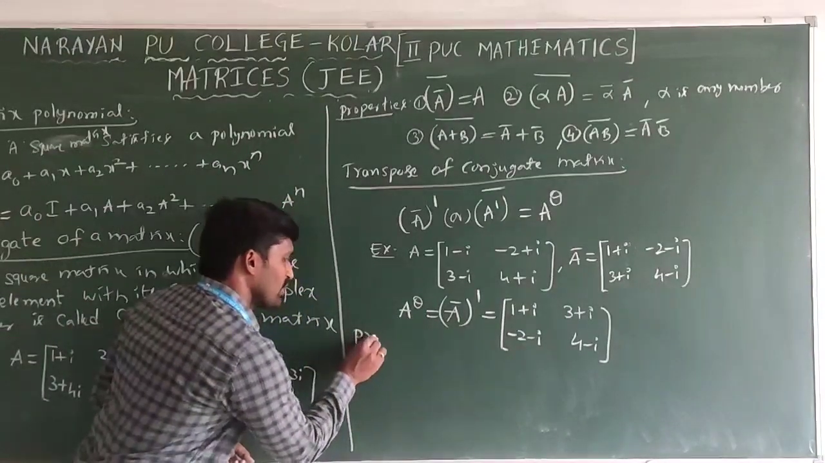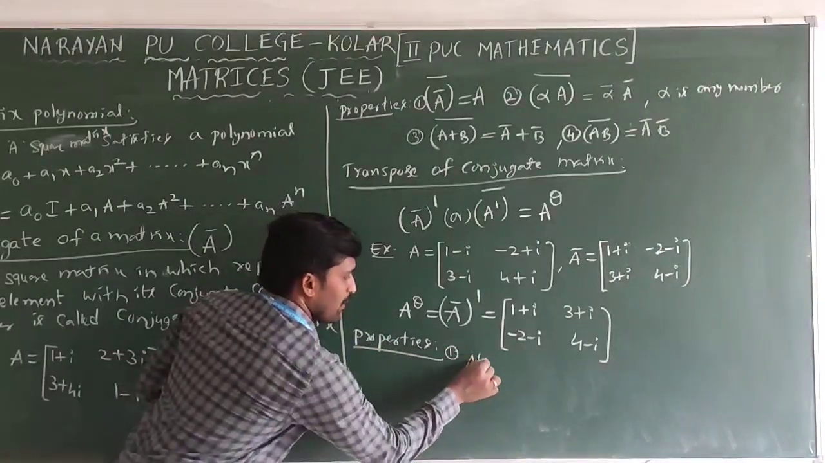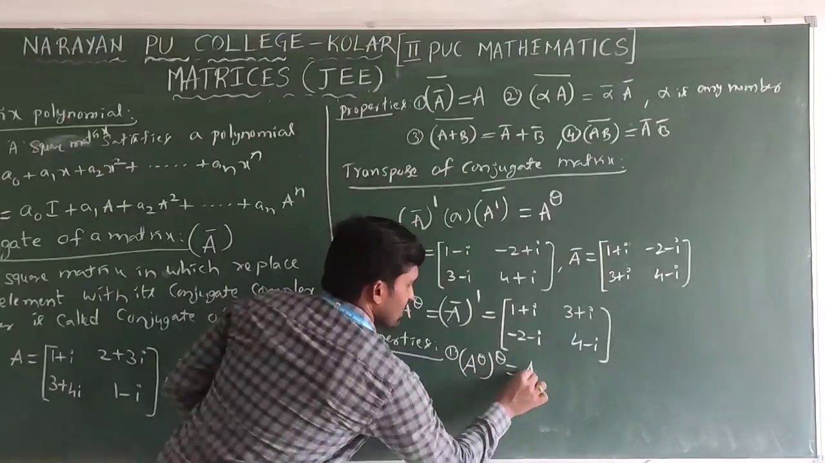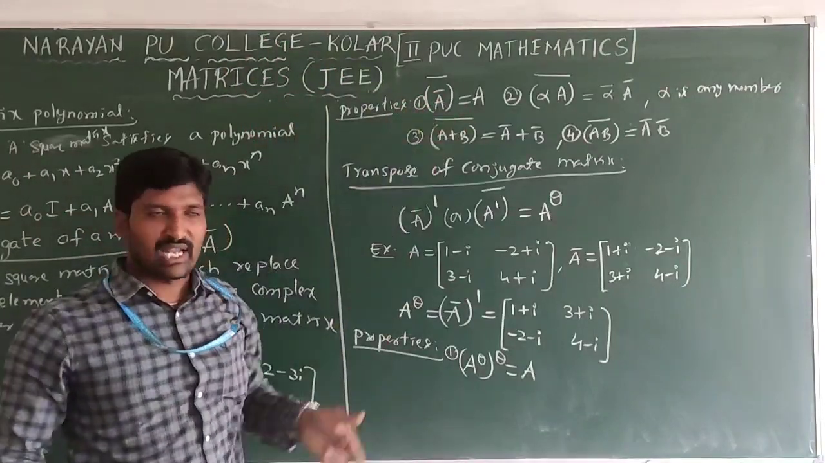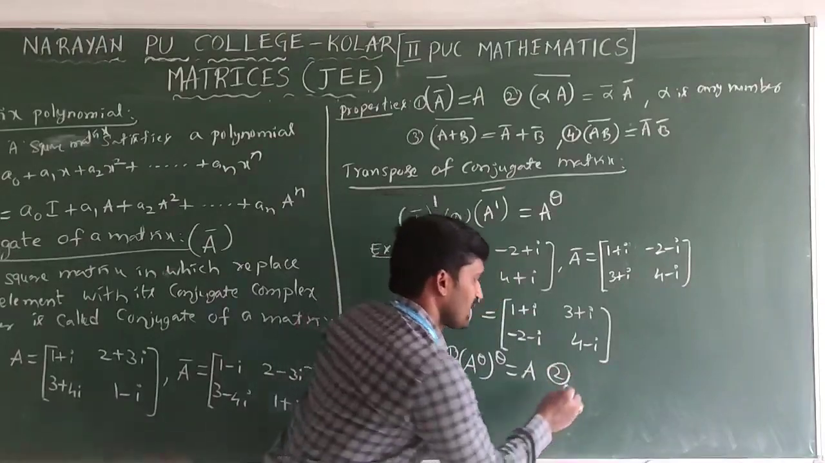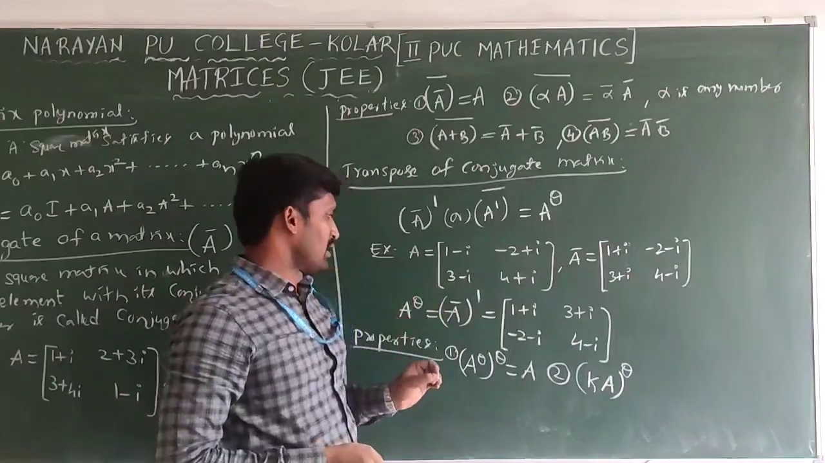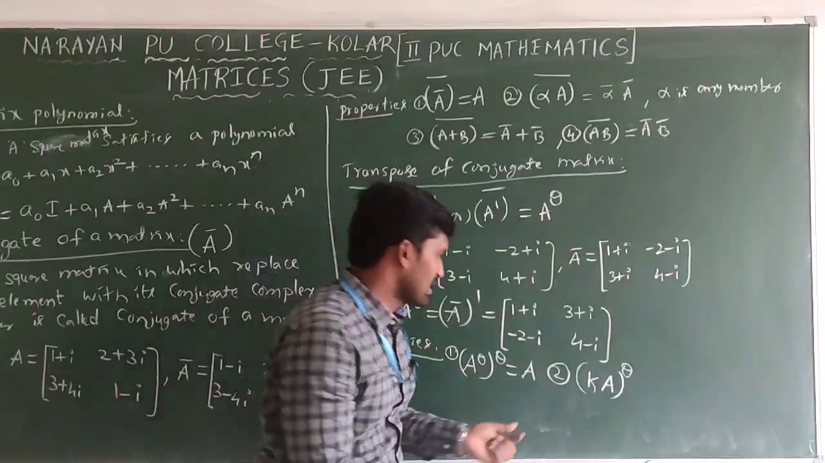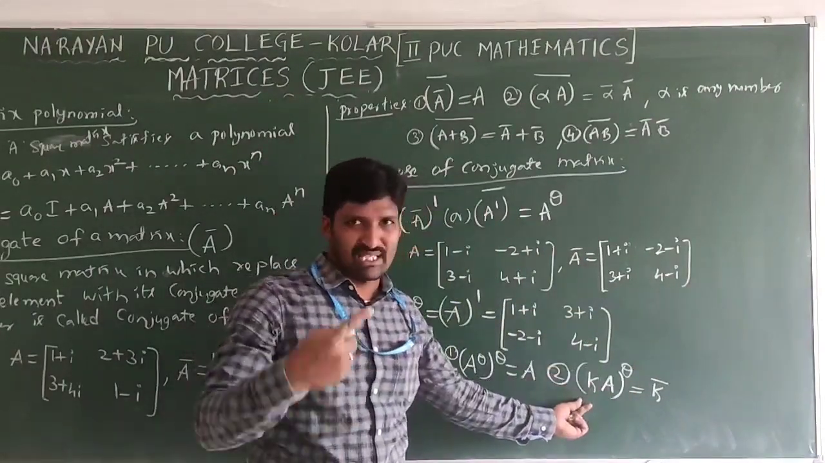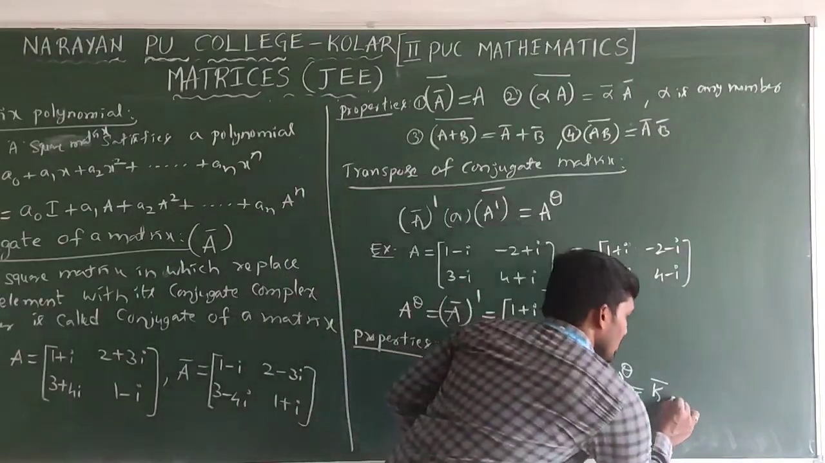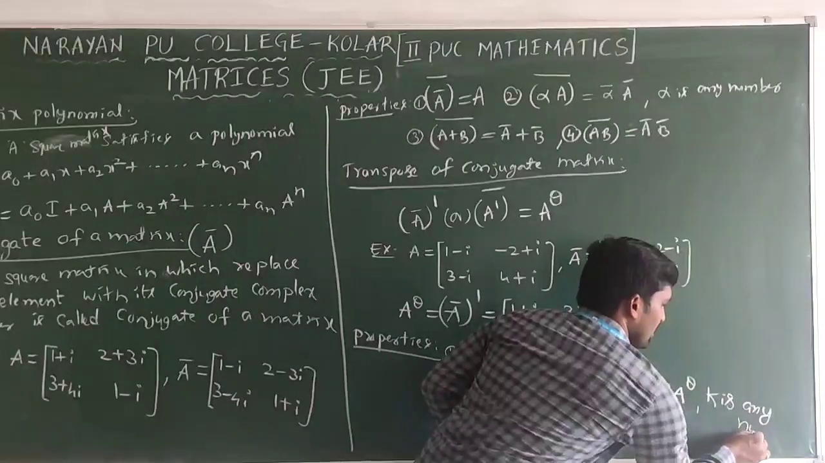What are the properties we need to follow for this also? First one, A power theta whole power theta is equal to A, like the general properties of transpose. Second one, kA whole power theta. One more thing you should remember: you are applying the conjugate concept here, so for k we need to take the bar. K is a number, sometimes a complex number, so we take the conjugate of it, into A power theta. K is any number.